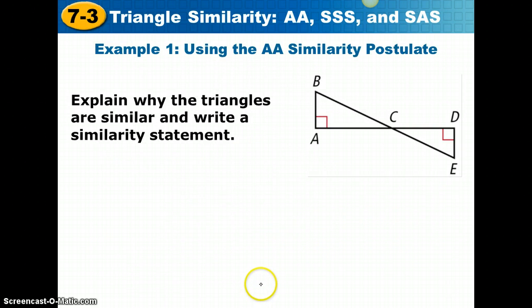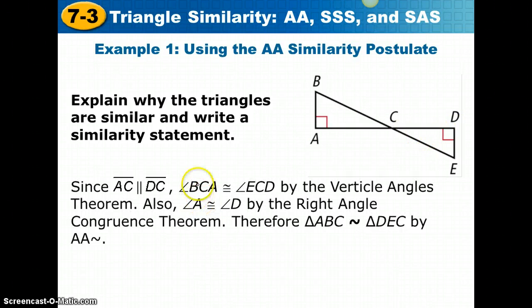So in example 1, we're going to explain why these two triangles are in fact similar, and then we will write that similarity statement. So we have triangle ABC and triangle DEC, and we want to prove that they're similar triangles. We do know angle A is a right angle and angle D is a right angle. So here's what we can say. Since AC is parallel to DC, in fact, they're the same lines, angle BCA is congruent to angle ECD by the vertical angles theorem.